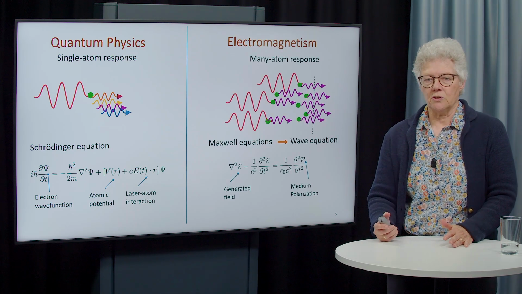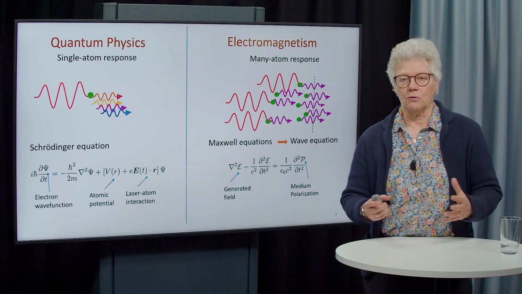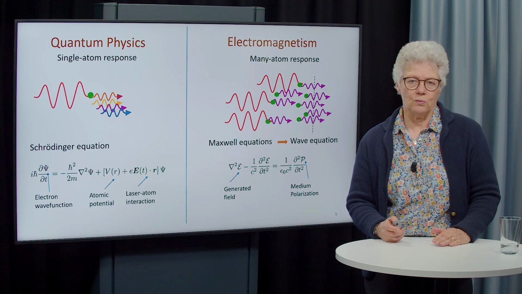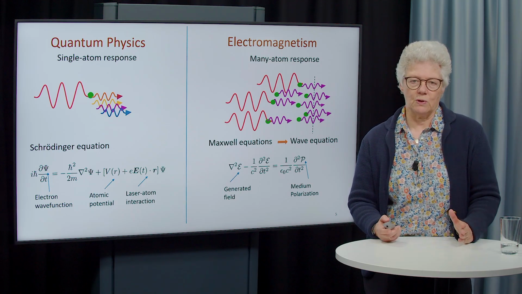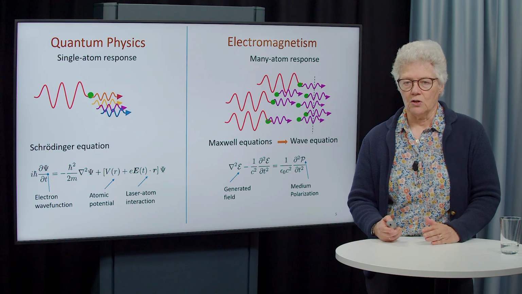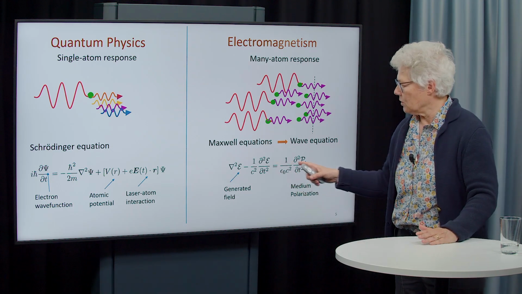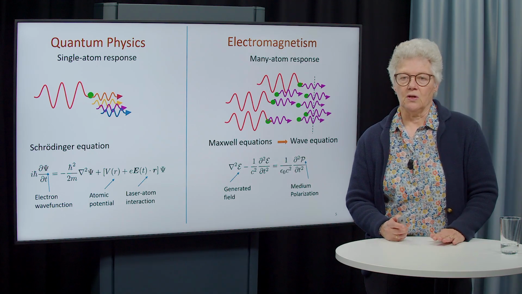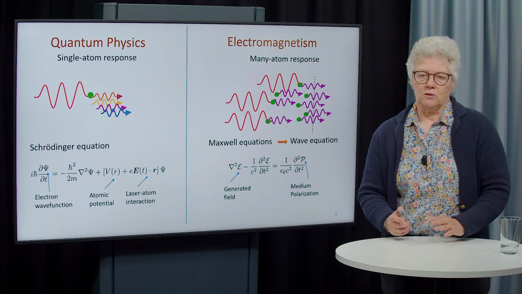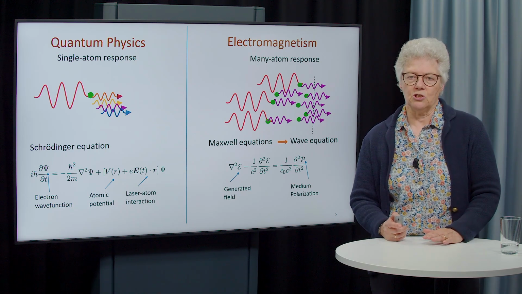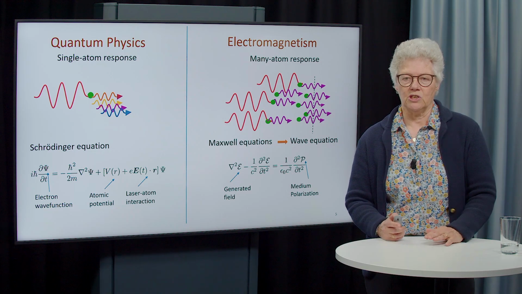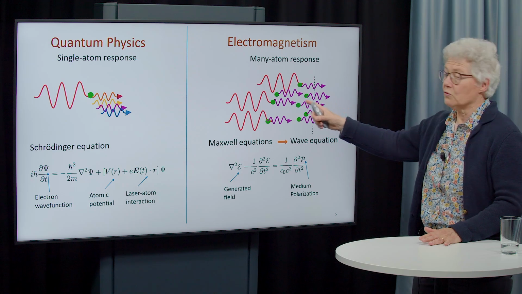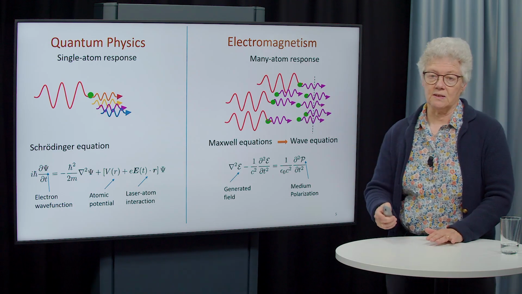But it is also important to consider the response of all of the atoms in the interaction medium. This is part of electromagnetism, described by Maxwell equations or a wave equation, such as the wave equation that you see here, where you have a generated field due to a polarization in the medium. And it is important to have a certain phase matching condition in order to have high-order harmonic generation, so that the waves from the different atoms in the medium add in phase.